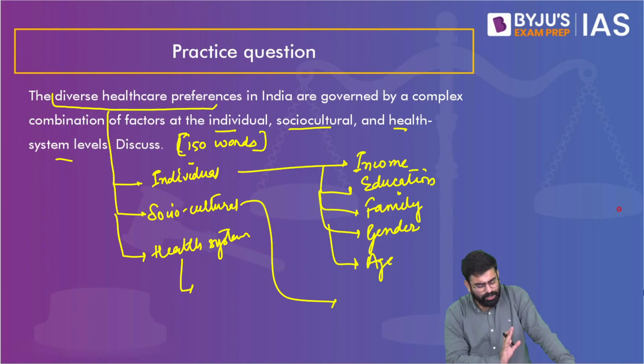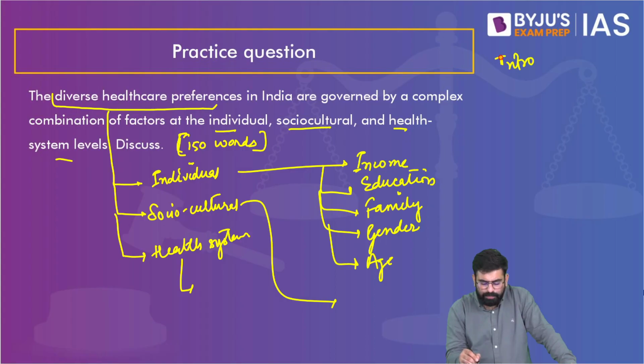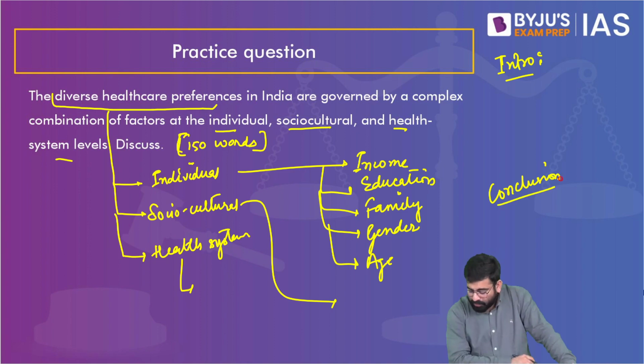Okay, now think of your introduction and conclusion. Your body part is done. Think of introduction and conclusion. Think of introduction. So yes, Ravi, you are right when you say that the evidences that are available for a particular health system also shapes our preferences. Think of introduction.